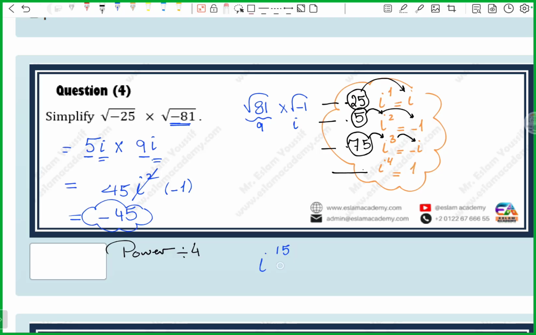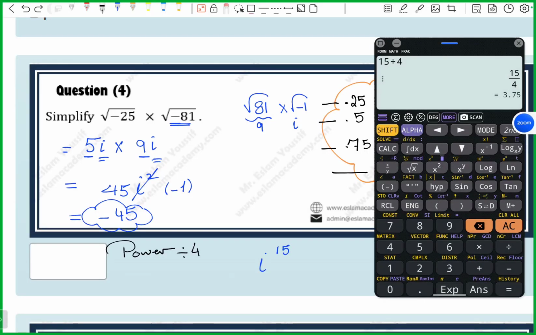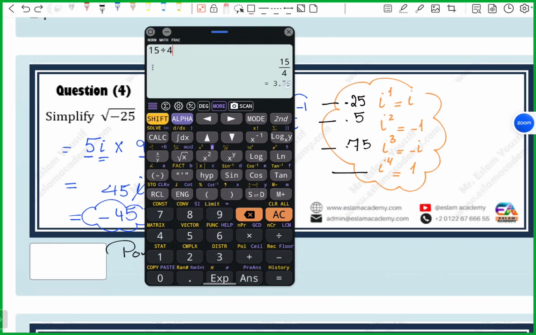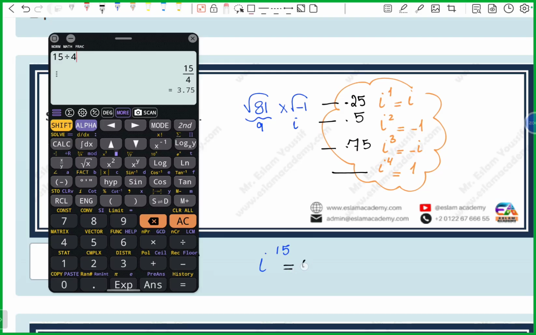So how can we solve i to the power 15? Again, one more time: 15 divided by 4. At first, divide the number by 4. When you divide it by 4, what is the decimal? Just look at the decimal. 3.75. The decimal is 0.75. Where is 0.75? Here, which equals i to the power 3. So what is the value of i to the power 3? Negative i. You understand it?